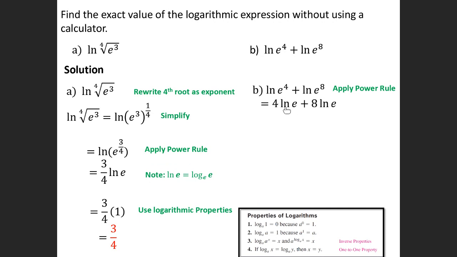So anytime you see natural log of e, some students like to say that they cancel. And so what they do is they just kind of scratch it out like this. But in reality, it becomes 1, right? Because it has the same base. So we get 4 times 1 and 8 times 1. So 4 plus 8 is going to be 12.